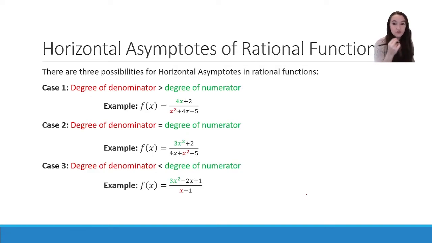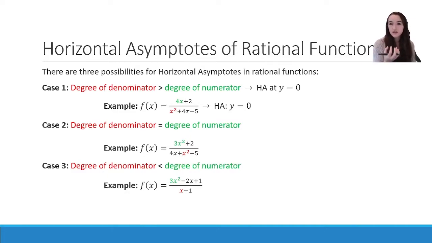So, if the degree of the denominator is greater than the degree of the numerator, so for example, here I have x squared is the highest powered term of my denominator, so degree 2, and 4x is the highest powered term of my numerator, so degree 1, so numerator less than denominator. Then the horizontal asymptote is at y equals 0. So in this case, it's just as simple as that, horizontal asymptote at y equals 0.